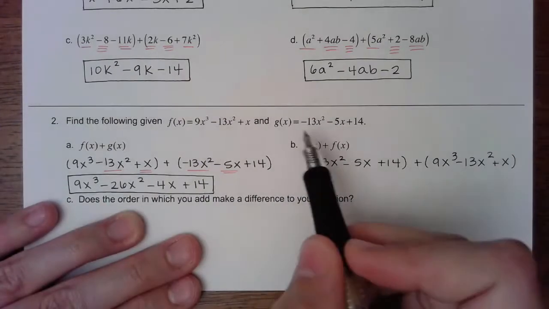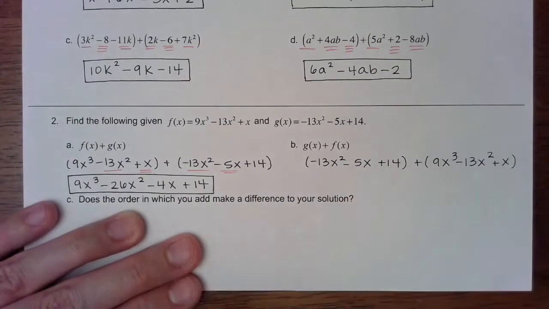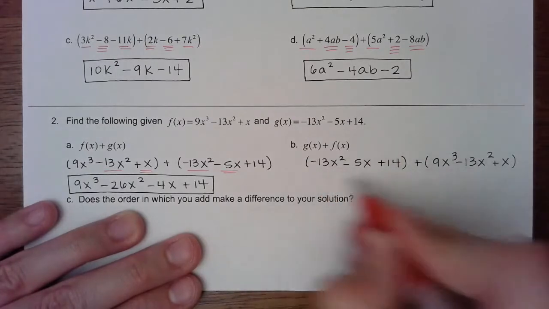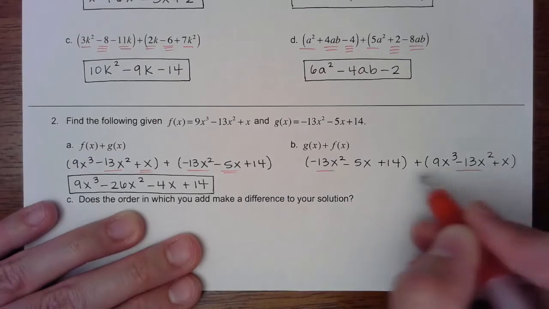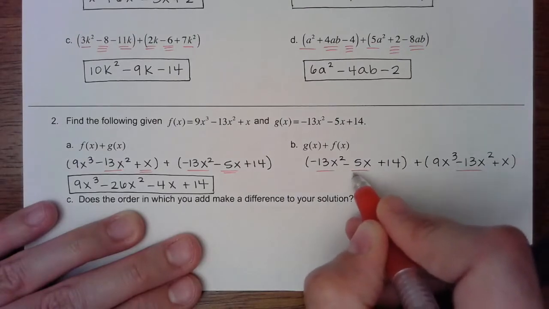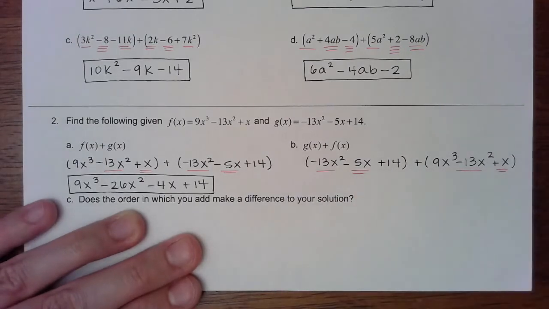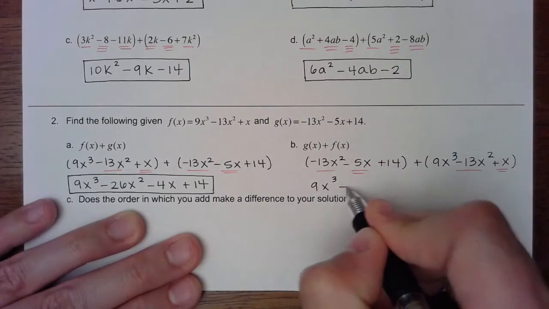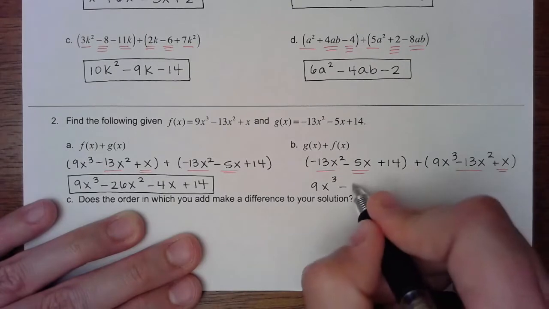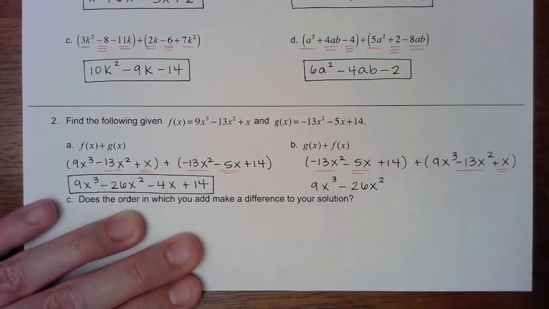We put g of x first, and then we put f of x second, and we put a plus sign in between them. So let's pull our like terms here. The 9x to the third doesn't have a buddy, but these two can combine together, and then these two can combine together. And so adding those up, that's going to give me 9x to the third, negative 13x squared, and negative 13x squared is negative 26x to the second.